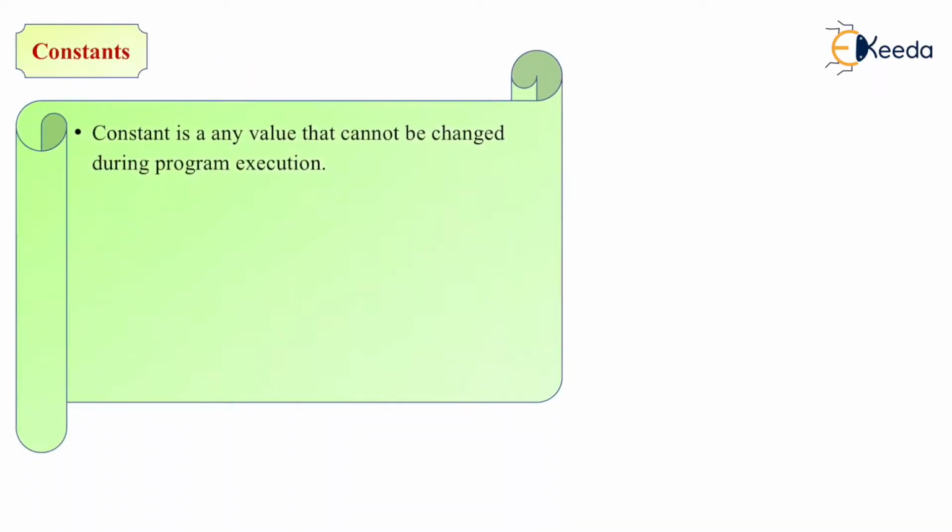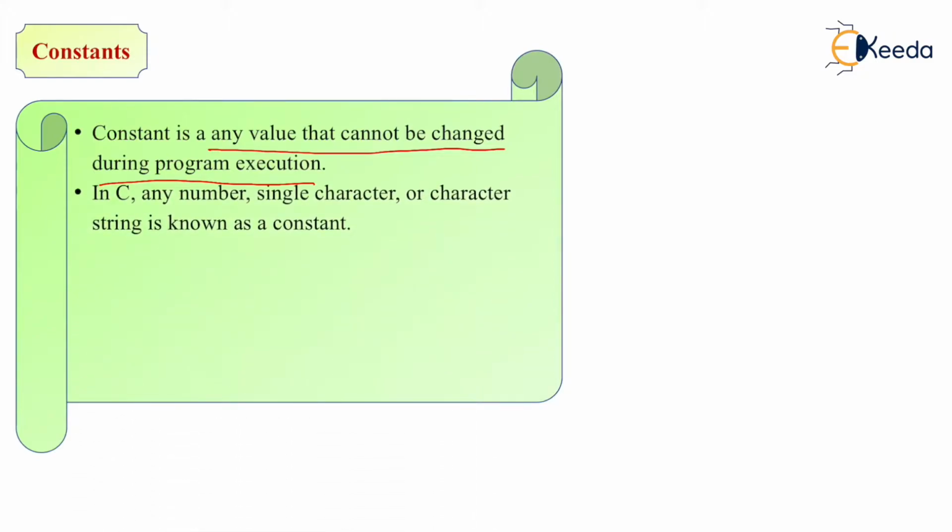Constants. A constant is any value that cannot be changed during the program execution. A constant is a value which is given to the identifier and you cannot change that value. That will be defined for the whole program constantly. Next, in C, any number, single character, or a character string is known as a constant.